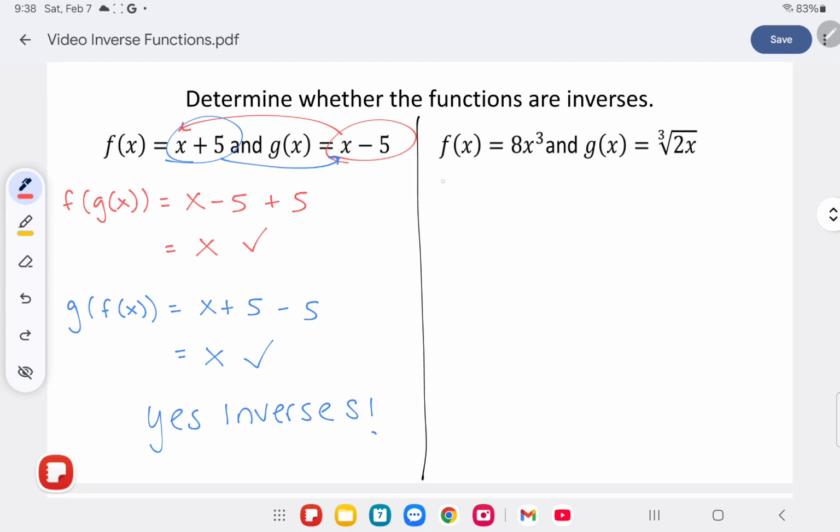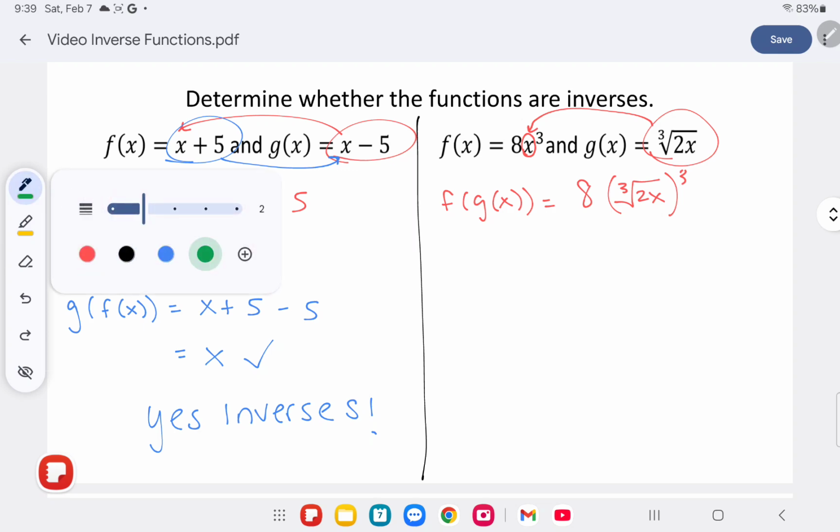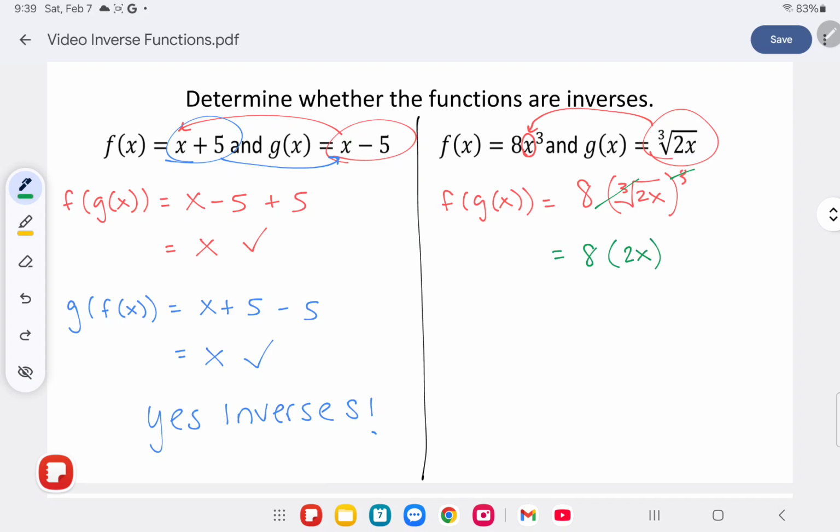Over here, we're going to go through the same process. I'm going to plug g into f and make sure I get x. So I have 8 where the x is. I'm going to plug in the cube root of 2x, and then I'm going to cube it. Well, the cube and the cube root cancel each other out, and so we're just left with 2x in there, times 8 is 16x. In order for them to be inverses of each other, we should have gotten an x there, but we got 16x.